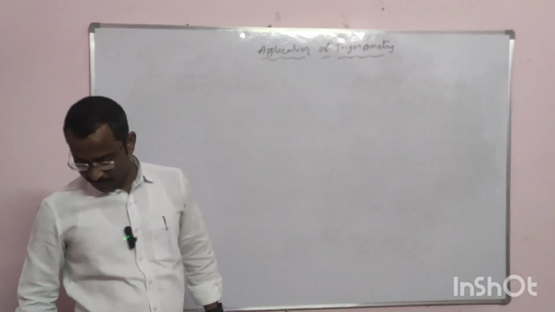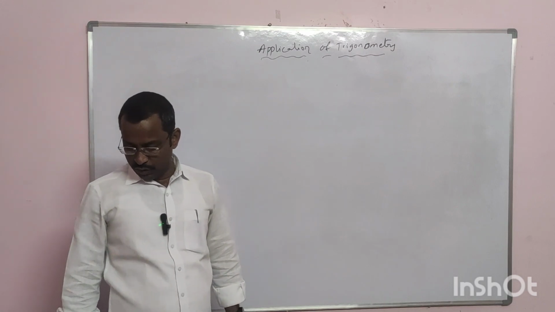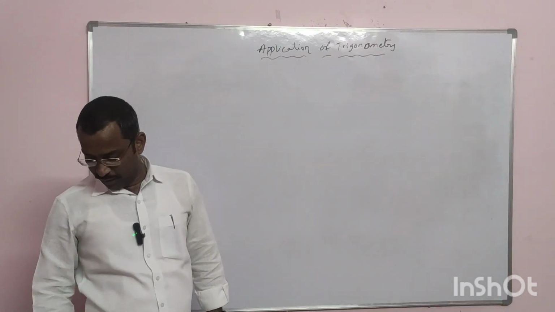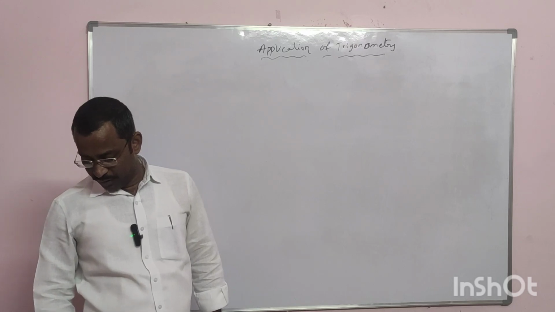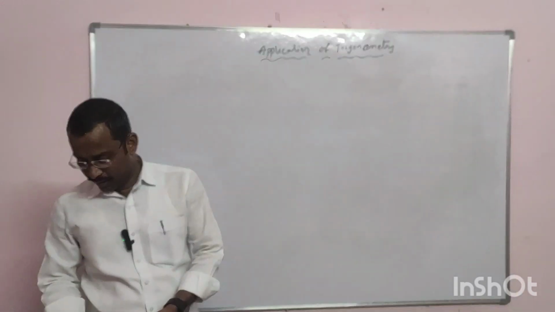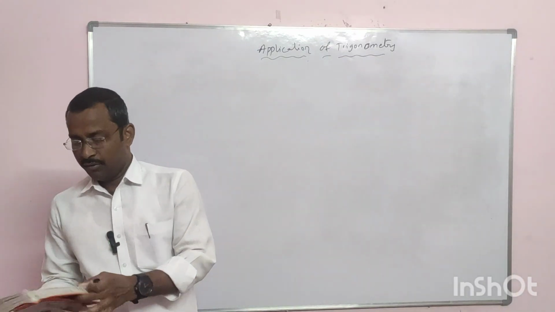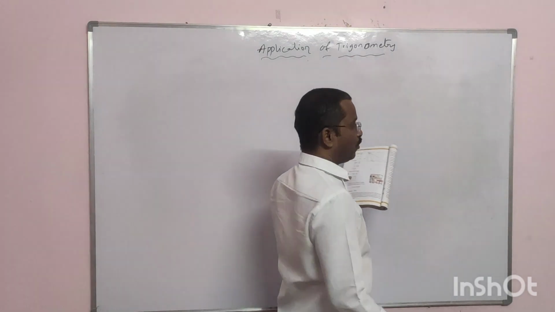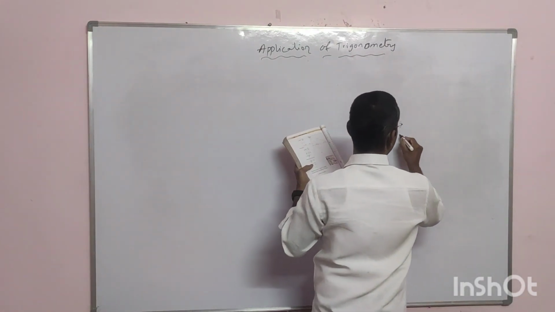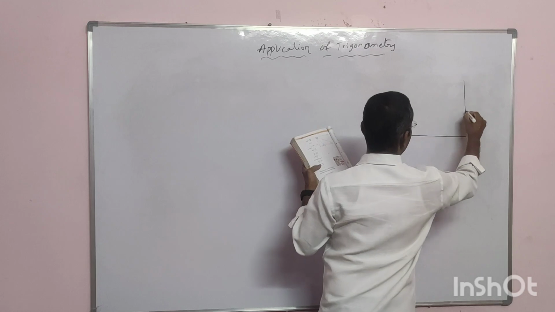One question is given: a TV tower stands vertically on the side of a road. From a point on the other side of the road, directly opposite to the tower, the angle of elevation of the top of the tower is 60 degrees. From another point, first he is talking about the TV tower standing vertically on the side of a road. So let's see, this is your road and this is your tower.